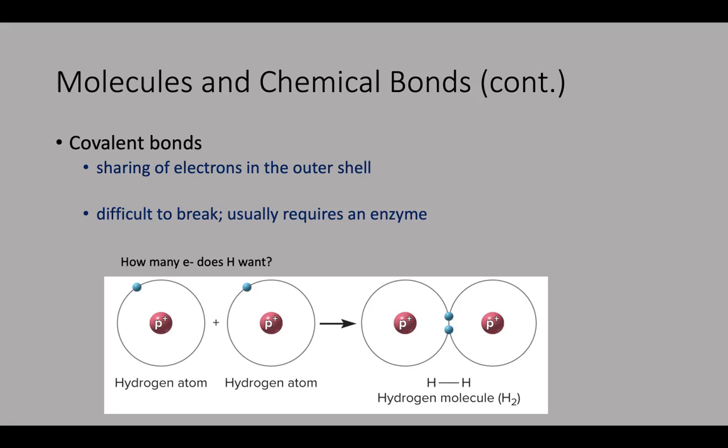If we look at hydrogen, remember hydrogen's a really simple one. How many electrons does hydrogen want in its valence shell total? 2. Yeah, it wants 2. It only has 1. Conveniently, 2 hydrogen atoms each have 1 that they can share with each other, right? So if they bond together and stick together, now they have full valence shells, both of them. They both benefit from it. It's like a symbiotic relationship. So yeah, difficult to break. Usually it requires some kind of special protein like an enzyme to break them apart.